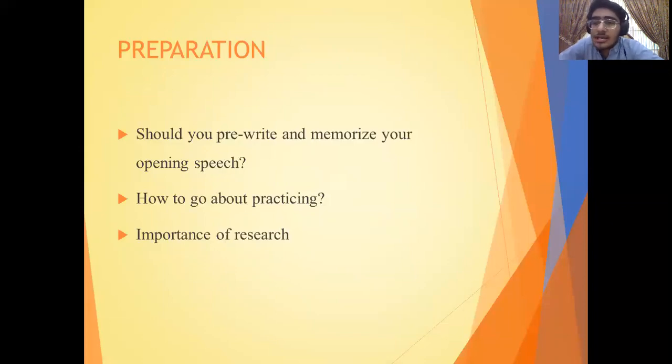How to go about practicing an opening speech largely depends on what kind of person you are. I think what worked for me is practicing it repeatedly in front of a mirror, noticing my hand movements, my facial expressions, my body language, and going over the motions again and again until I've absolutely perfected it. It's also always useful to get critique from your seniors, from people who are more experienced than you, who can tell you some of the nitty-gritties that you might be getting wrong.